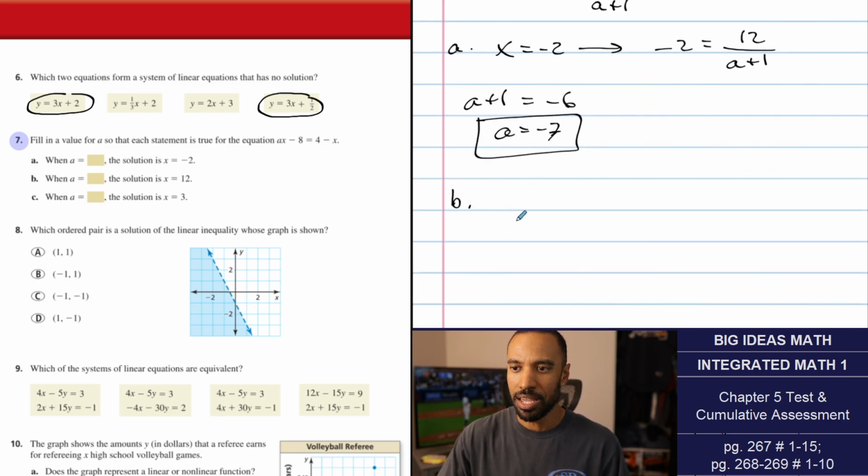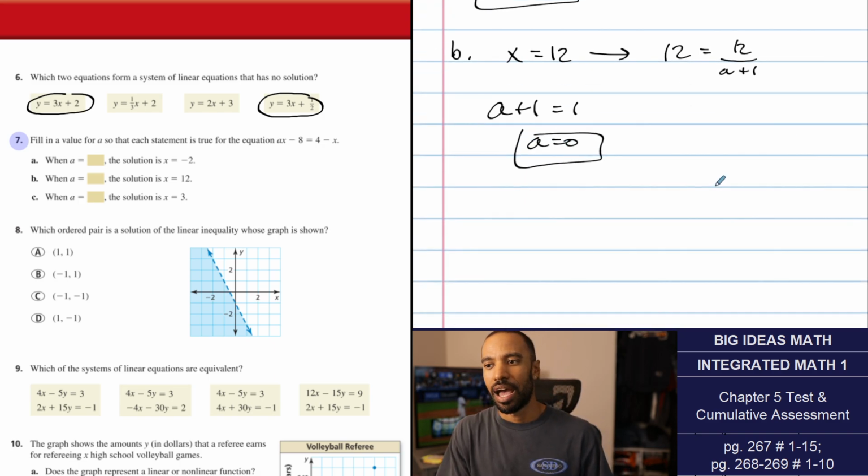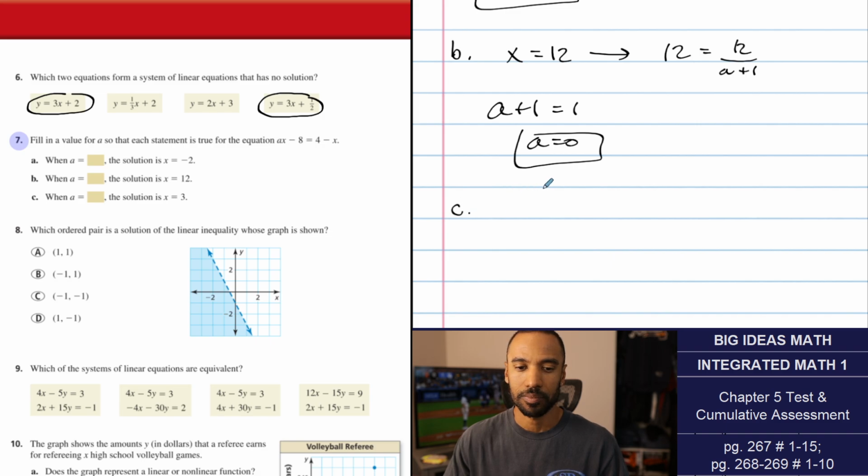So for part B, for x to equal 12, we need 12 to equal 12 over a plus 1. Well, 12 divided by 1 would give us 12. Therefore, a plus 1 would have to be 1. Therefore, a would have to be 0. So again, I'm not playing guess and check, but I'm saying 12 divided by what number gives me 12, and that's where I can come up with my equation on that.